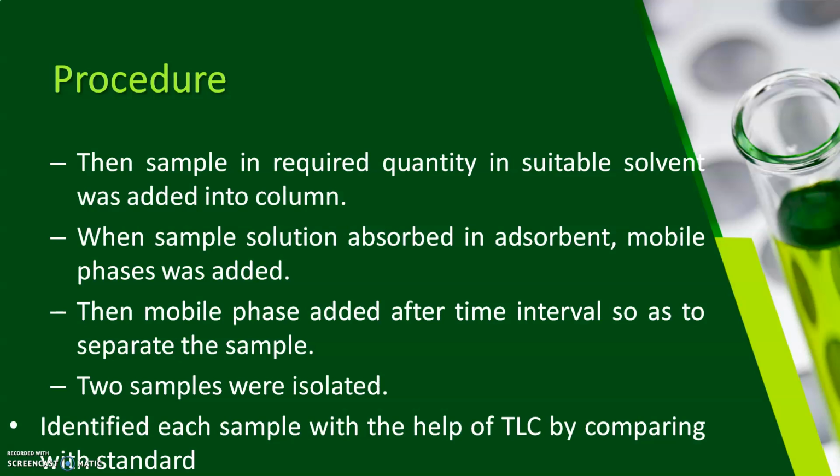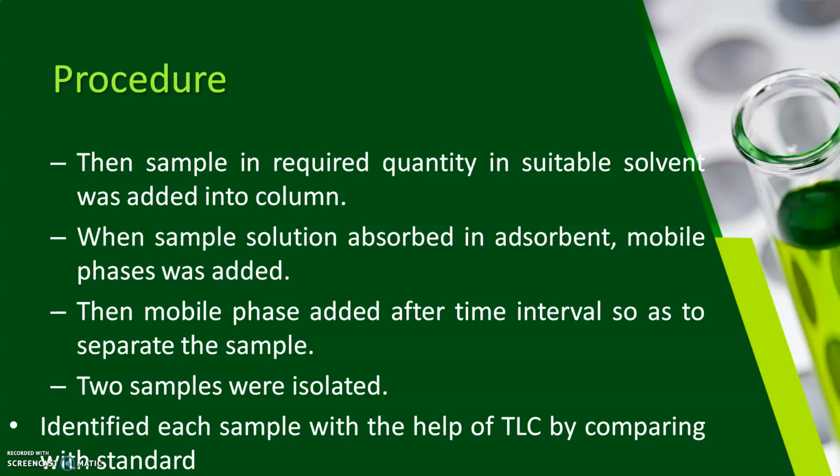Then the required quantity of sample, that is your spinach leaves extract in a suitable solvent, was added into the column. Slowly we add the sample at the top of the column. Then when the sample solution is absorbed in the adsorbent, mobile phase was added. We add the mobile phase continuously, and the mobile phase is added after a time interval so as to separate the sample. After continuous addition of the mobile phase, a separation of different bands takes place.